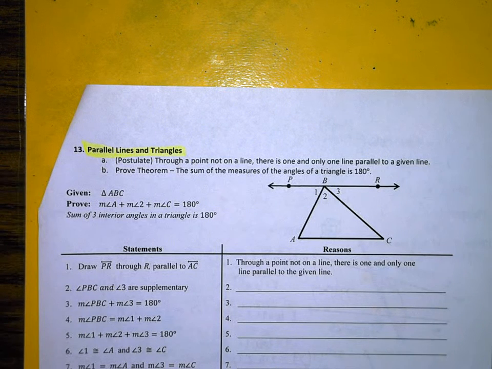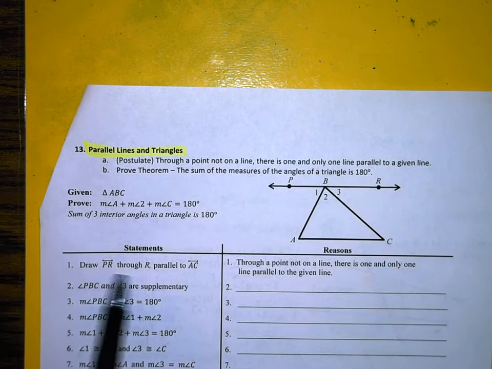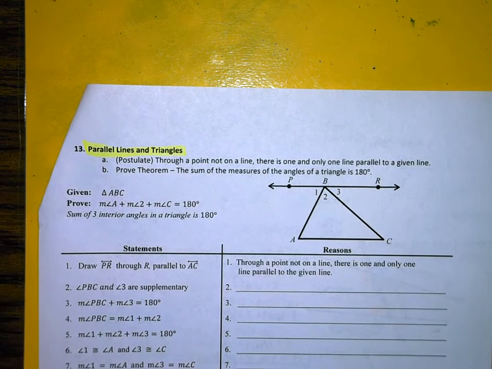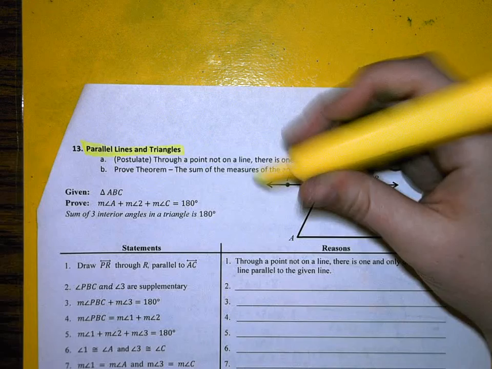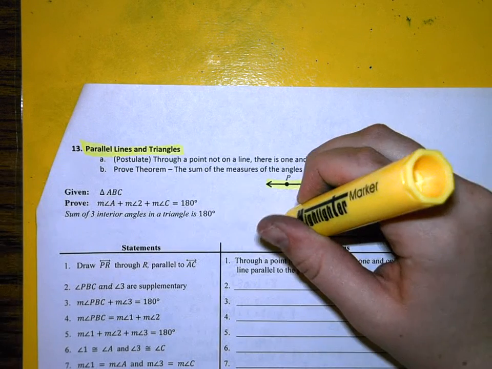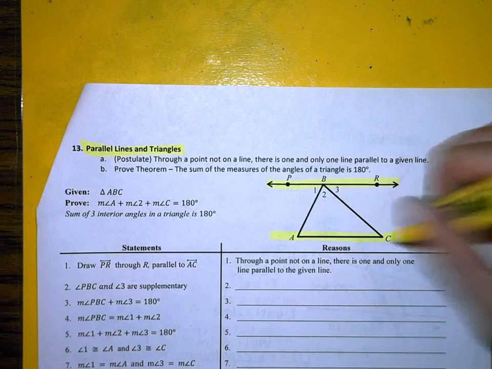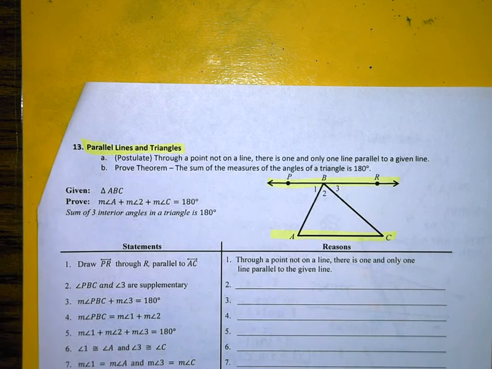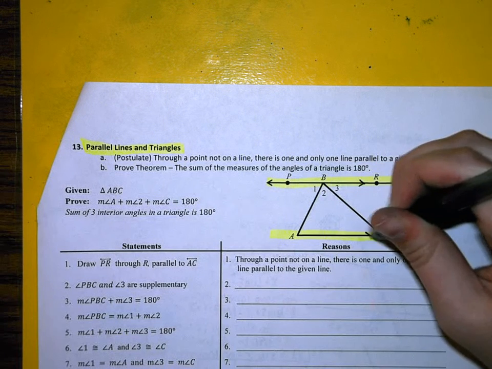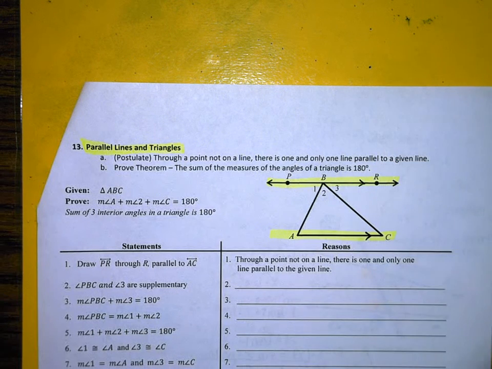So here we go. The first statement says draw PR through R parallel to AC. The main key part that you have to know about this proof is it's already stating that those lines are going to be parallel to each other. So keeping that in mind, you can draw the arrows here if you'd like to show that or to remind yourself. That's the key part that they're going to be using in this example.